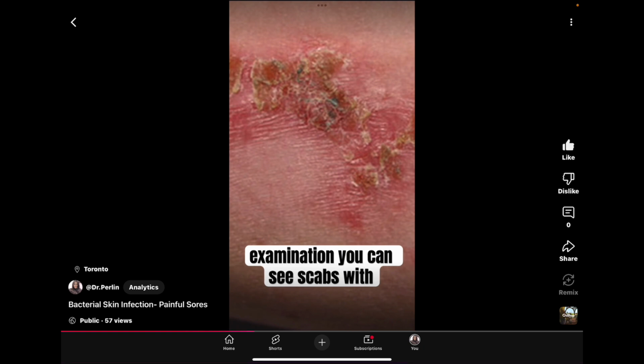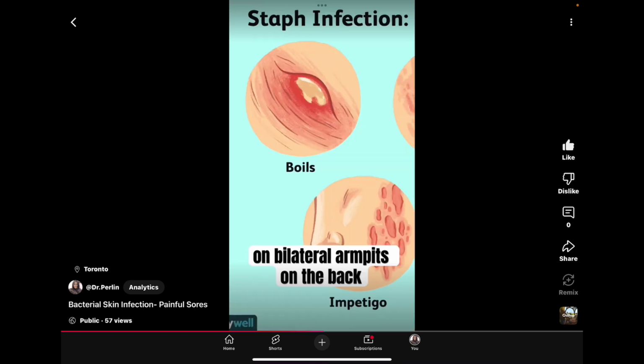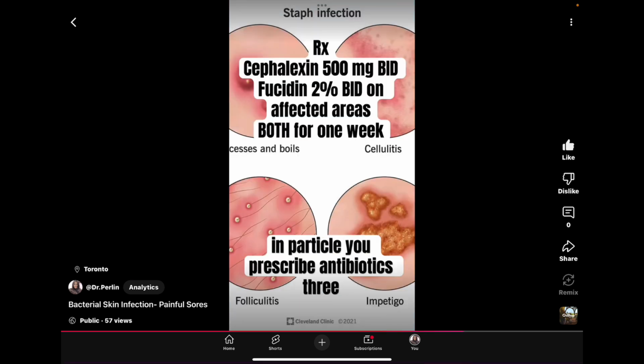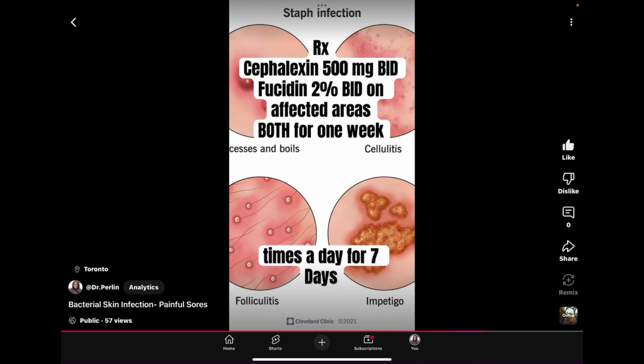On examination, you can see scabs with honey-colored crust on the neck, and in the armpits you see sores which are tender to touch bilaterally. On the back of the head you see scabs. You take a swab and send it for testing to detect the type of bacteria. You make a diagnosis of bacterial skin infection, impetigo. You prescribe antibiotics 3 times a day for 7 days, aeration, hygiene, a topical skin antibiotic, fusidin, and washing all clothing.